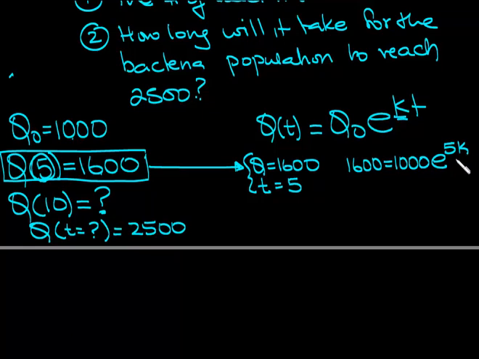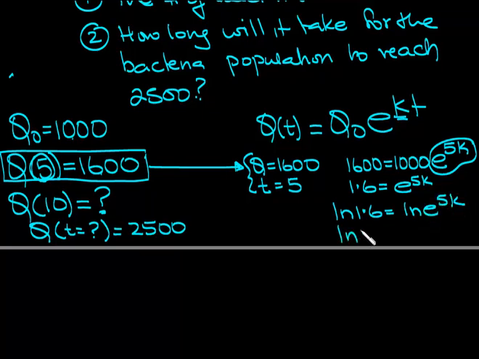k is an unknown exponent, so we know we have to introduce logs, but to do that we have to isolate the exponential term. So let's divide both sides by 1000. We get 1.6 = e^(5k). Now I can introduce logs. I get ln of 1.6 = ln of e^(5k), so ln 1.6 = 5k ln e. We brought the exponent in the front. ln of e is 1. So k = ln(1.6)/5.